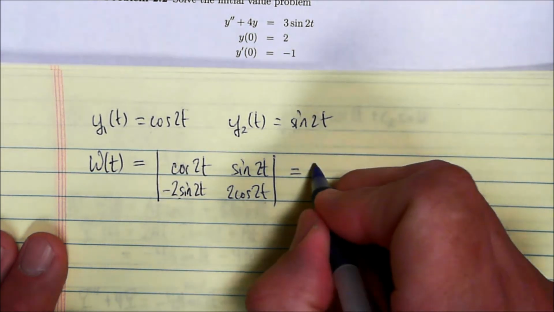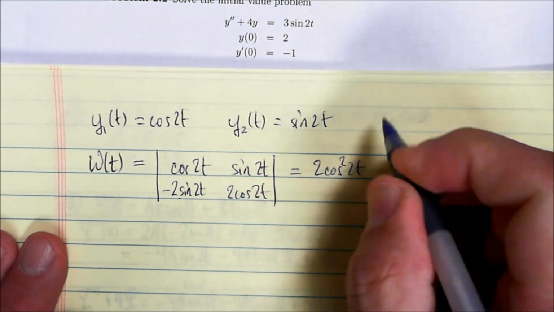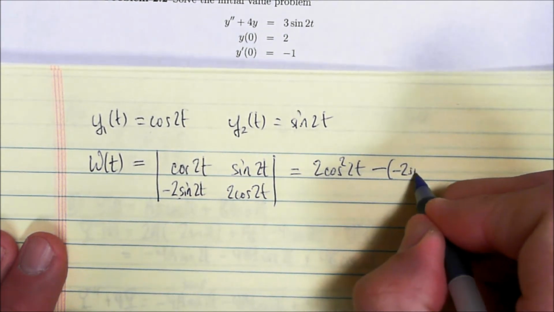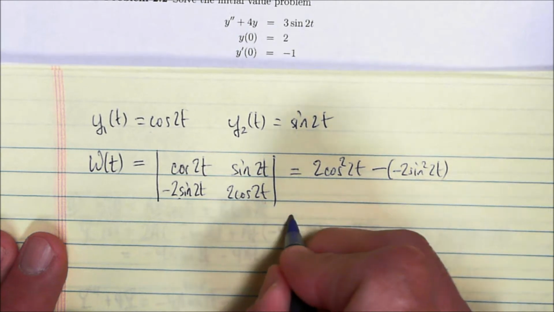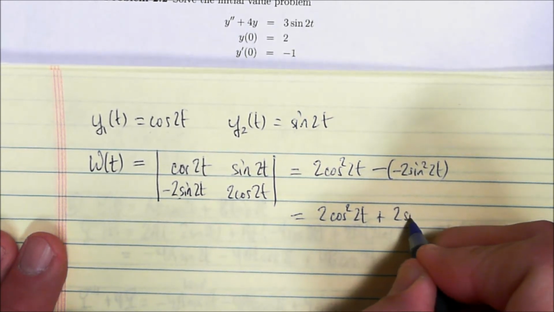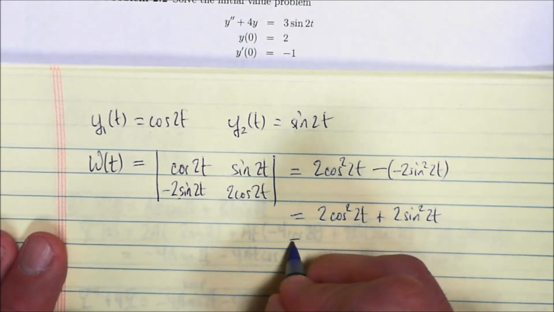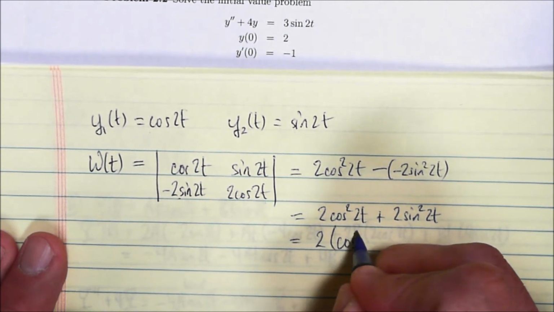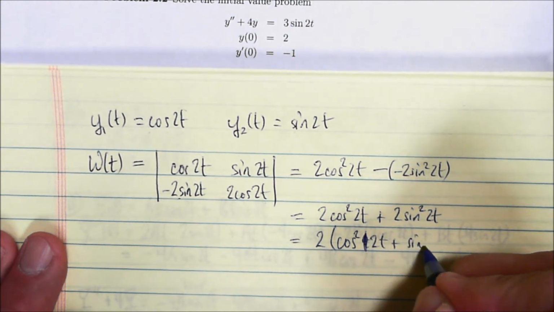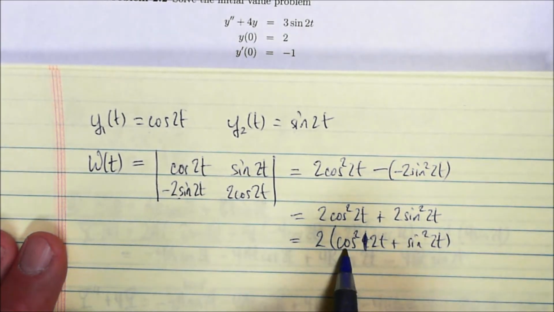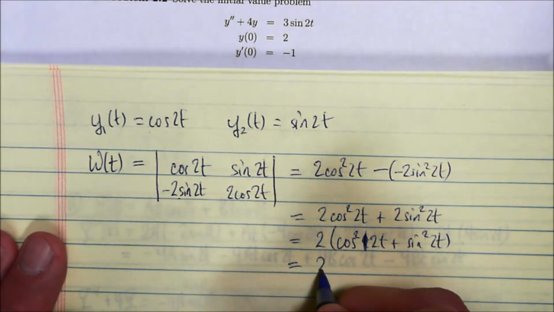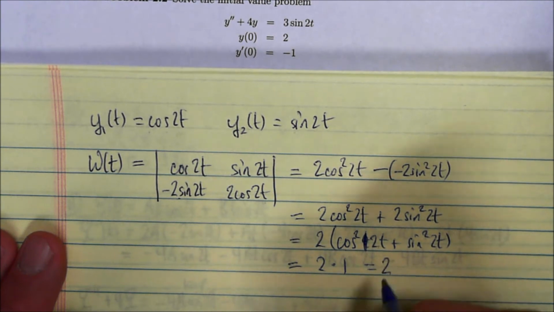Multiplying this way, I get 2 cosine squared 2t. Subtract, and then multiplying this way, I get negative 2 sine squared 2t. So 2 times cosine squared 2t plus sine squared 2t. So clearly the 2 factors out. Then I have cosine squared of an angle plus sine squared of an angle. No matter what the angle is, that's equal to 1. So the Wronskian is equal to 2.